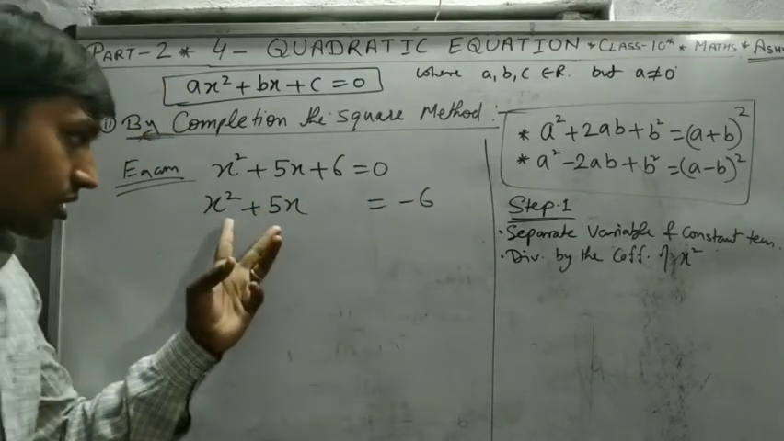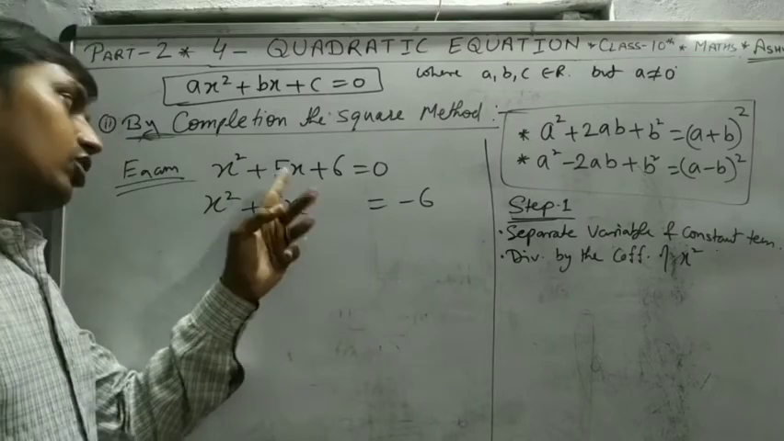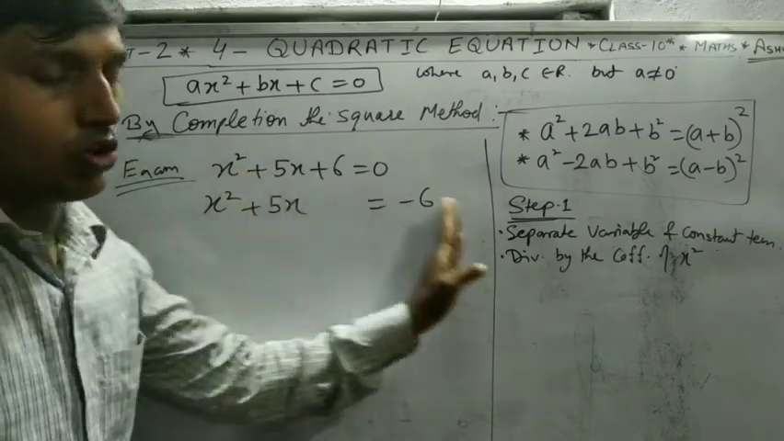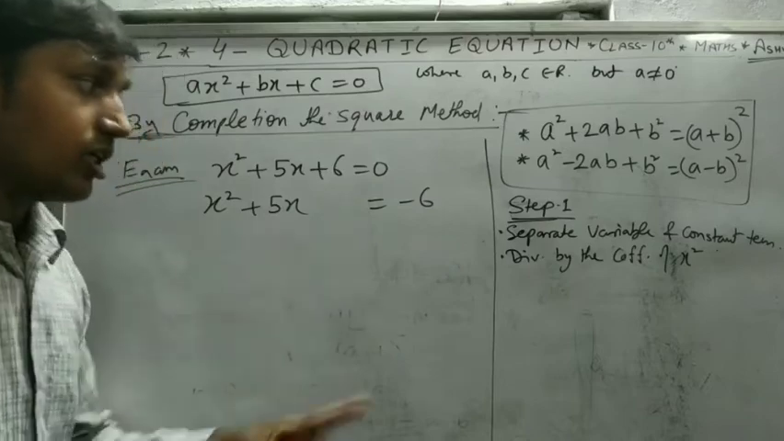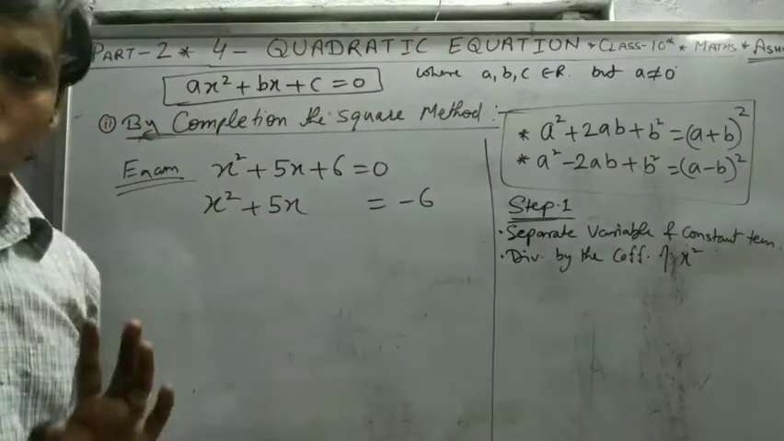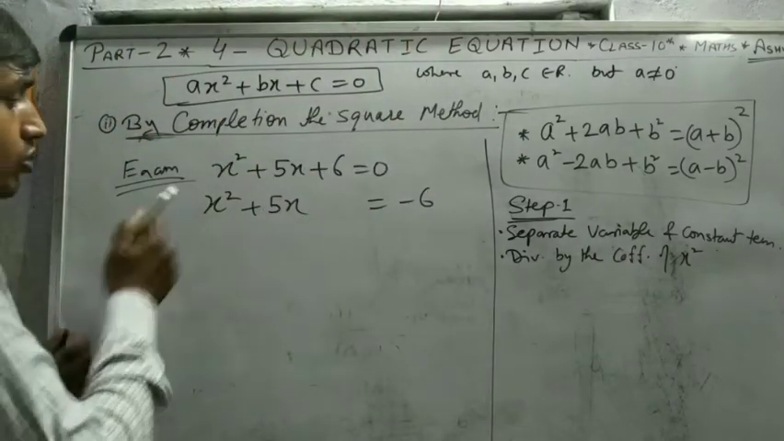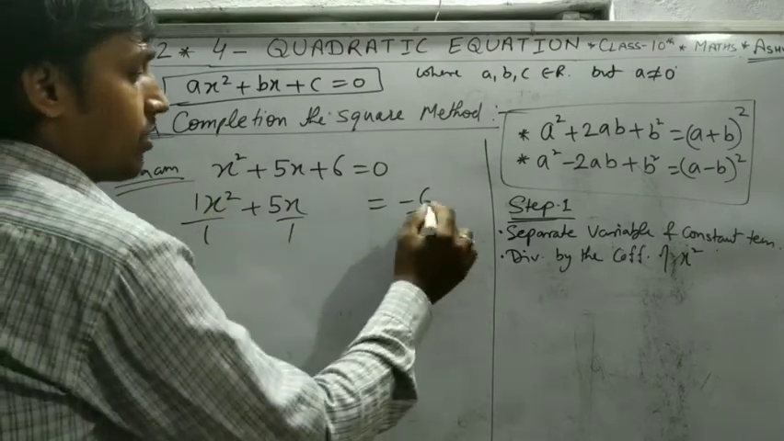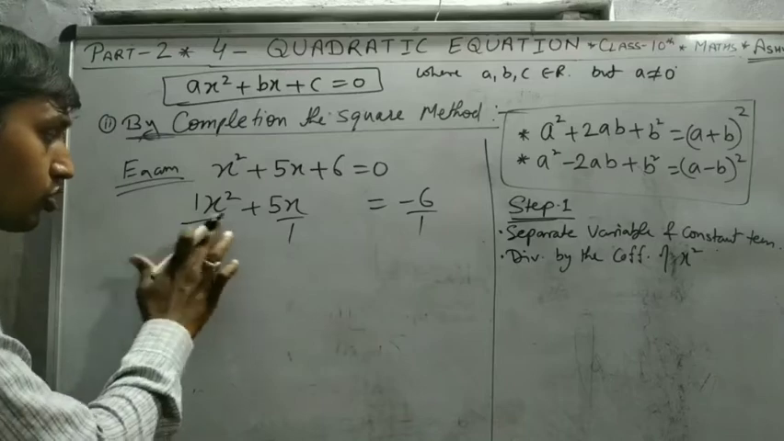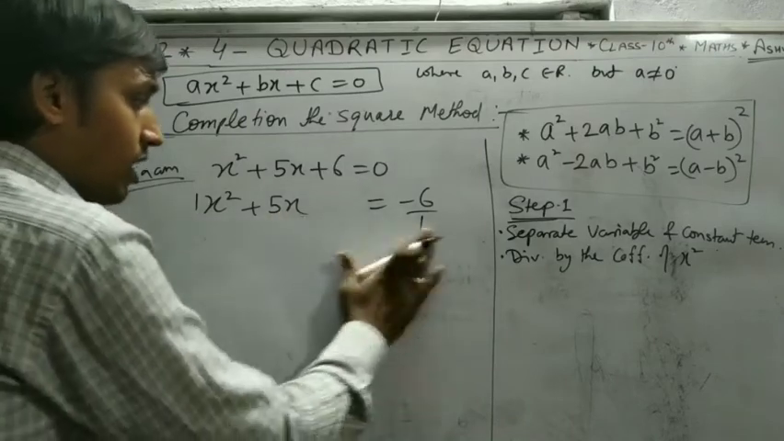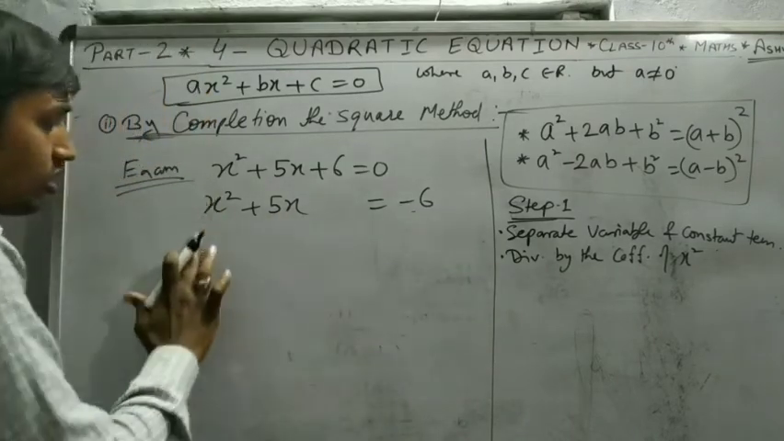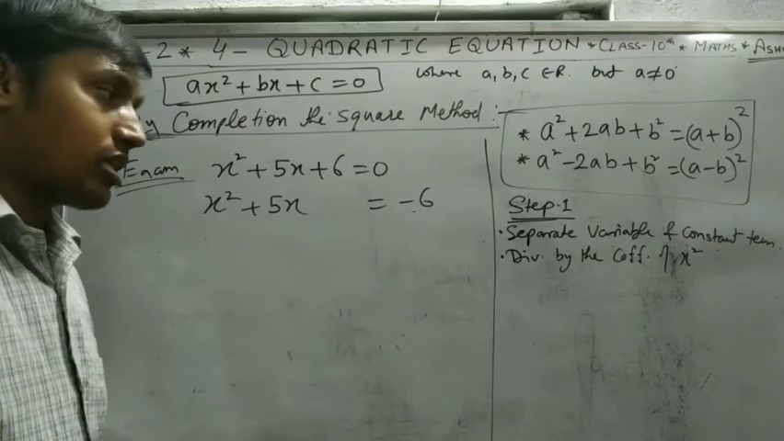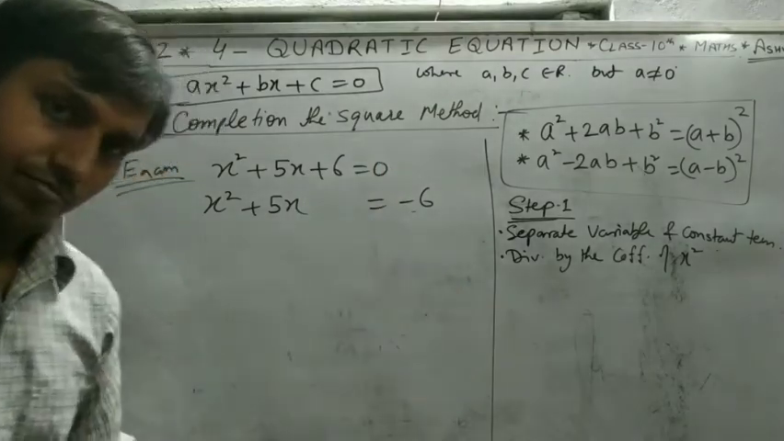Both terms contain the variable x, so we separate the variable term and the constant term. And here we divide by the coefficient of x square. Here x square has coefficient 1, so 1 by 1 is 1, 5 by 1 is 5. So there is no use in dividing by 1, and we can't use the second step for this example.